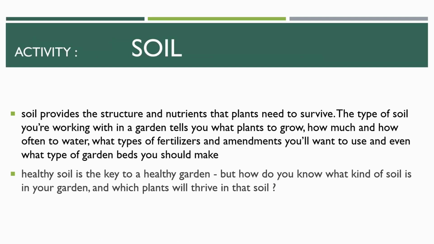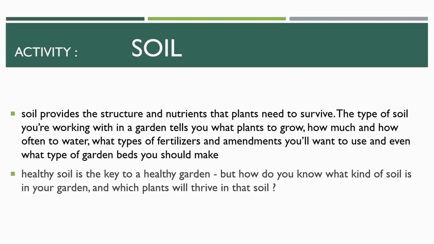Why the soil? First of all, soil is the most important thing in organic gardening because it provides the structure and nutrients that plants need to survive. The type of soil you're working with tells you what plants to grow, how much and how often to water, what types of fertilizers and amendments to use, and even what type of garden beds you should make. So it's very important to know what kind of soil you have.